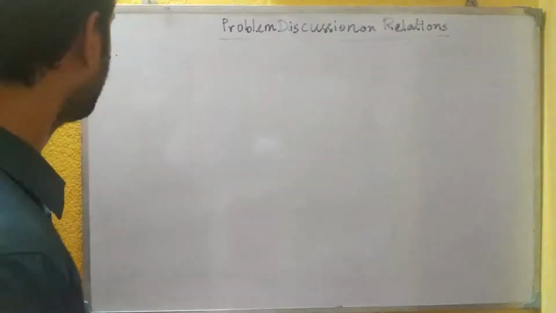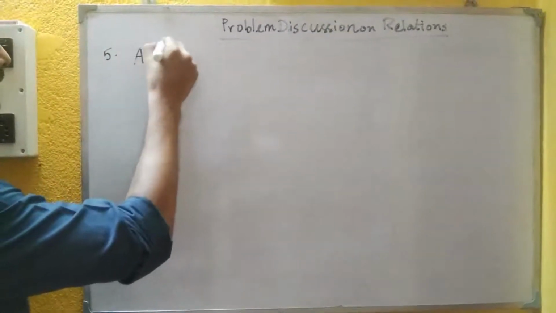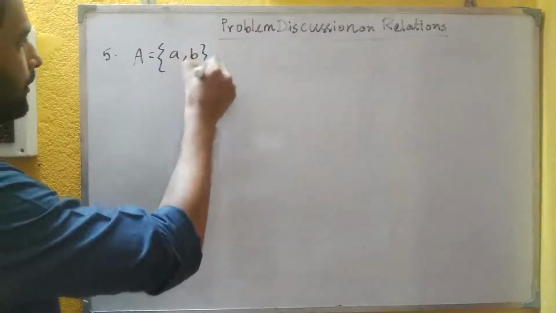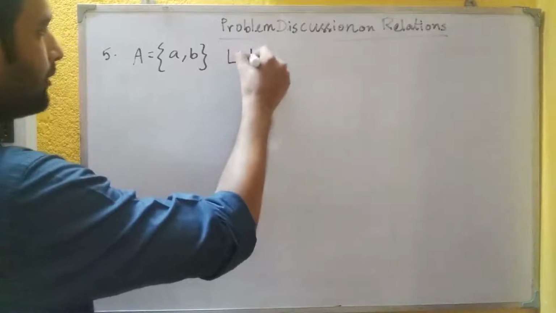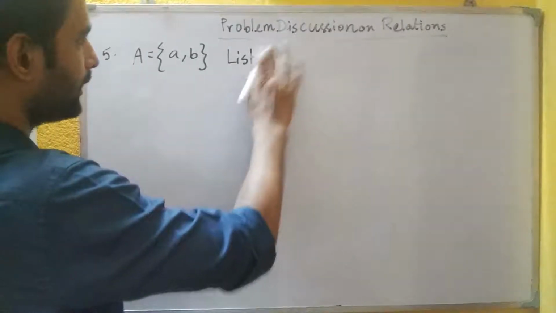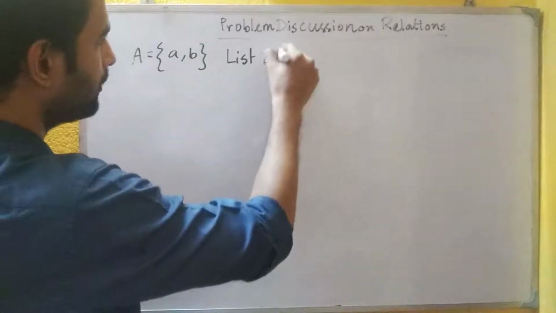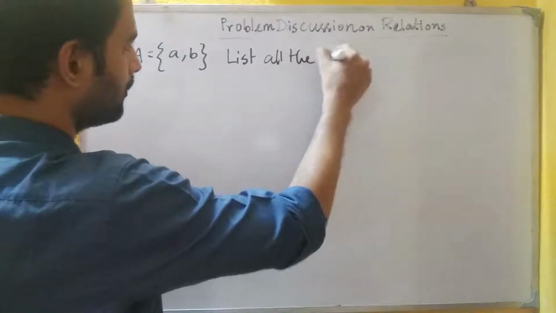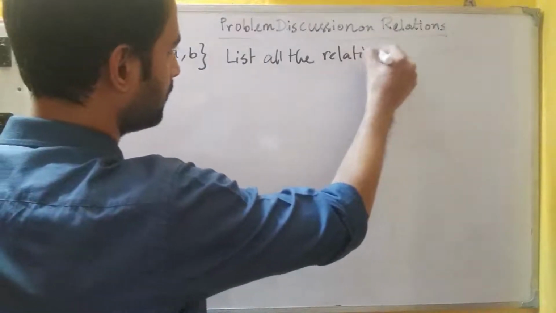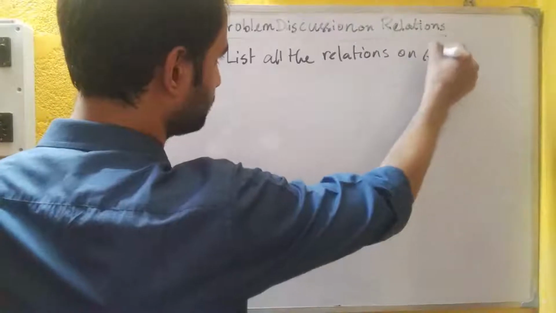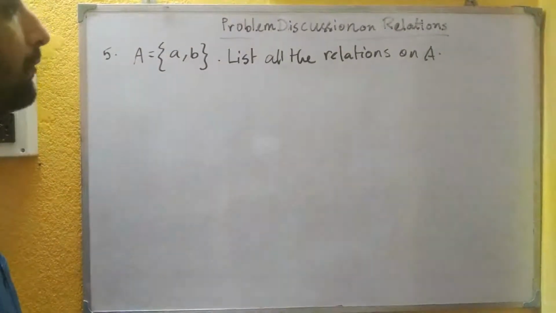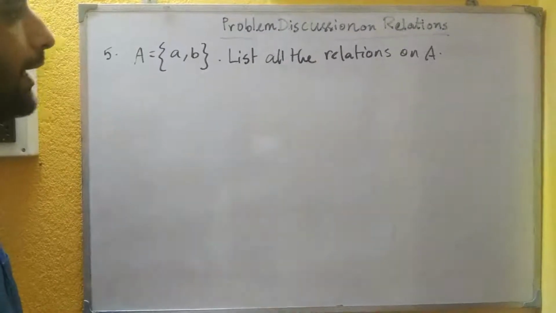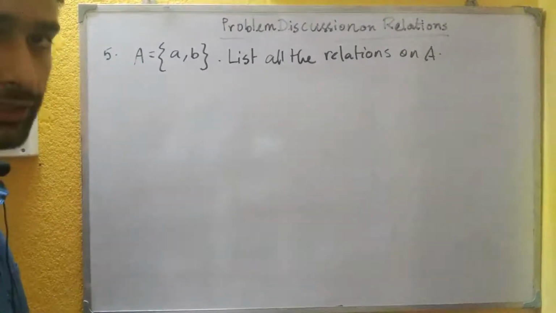It says a set is given, that is A comma B, and we have to list all the relations on this set. Though this kind of question is not important for the exam, it will help you to clear the concepts on relations.